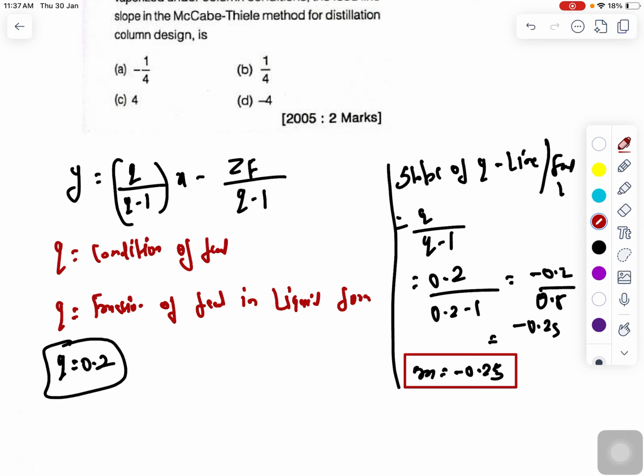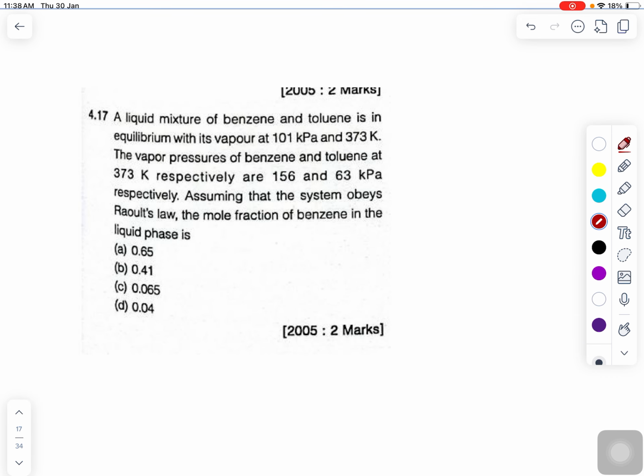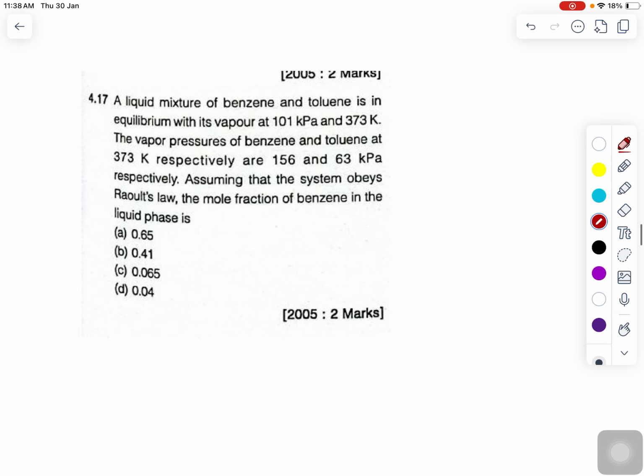Your option A will be the correct option, that is minus 1 by 4. Okay, so after that we'll move towards the next question. The question says that a liquid mixture of benzene and toluene is in equilibrium with the vapor at 101 kilopascal and 373 Kelvin. The vapor pressure of A, let's say I am assuming A is your benzene, is 156 kilopascal, and B is your toluene, and that is given as 63 kilopascal. Assuming that the system obeys Raoult's law, you are supposed to calculate XA, the mole fraction of benzene in the liquid phase.